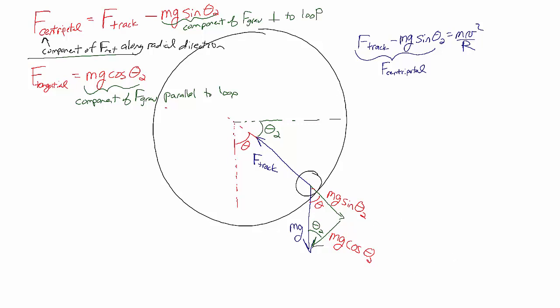If we were trying to solve for the force of the track at this location, we would use conservation of energy to find what the speed is at this location, and we would look at this equation to relate that force of the track to the speed. And the force of the track only comes up in this centripetal equation, in this radial equation. The force of the track is perpendicular to the track itself. There's no component of the force of the track that's tangent or parallel to the track.